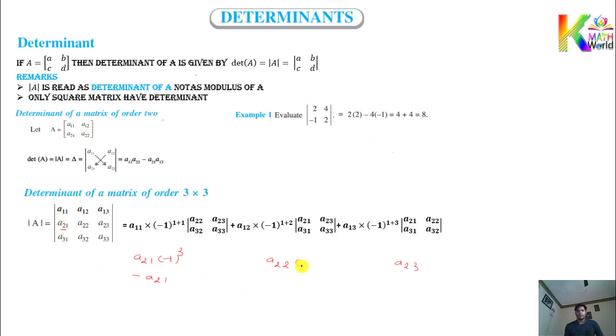Same way A22 got multiplied by minus 1 raised to the sum of the suffix numbers, 2 plus 2, that is how much? 4. So minus 1 raised to 4. It means you got plus A22, so here you got plus sign. Same way now, minus 1 raised to 2 plus 3, that will be 5. So minus 1 raised to 5, that is minus 1. So you got minus A23, so here you got minus sign.